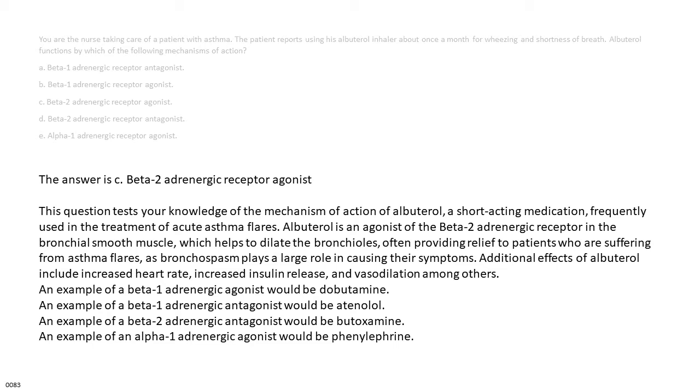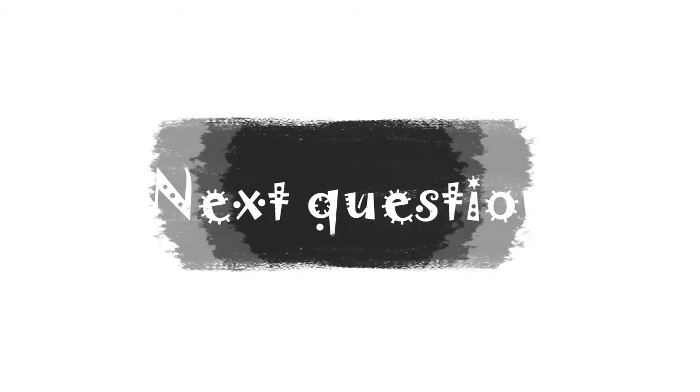Additional effects of albuterol include increased heart rate, increased insulin release, and vasodilation among others. An example of a beta-1 adrenergic agonist would be dobutamine. An example of a beta-1 adrenergic antagonist would be atenolol. An example of a beta-2 adrenergic antagonist would be butoxamine. An example of an alpha-1 adrenergic agonist would be phenylephrine.